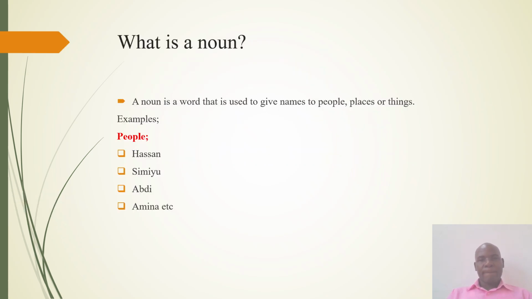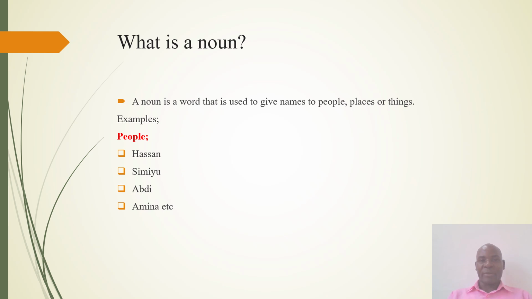A noun is a word. In English, you have what we call word classes. So a noun is a type of word that we have in English that is used to give names to people. It gives names to places or things. We can use the noun to name people, to name places, to name things.